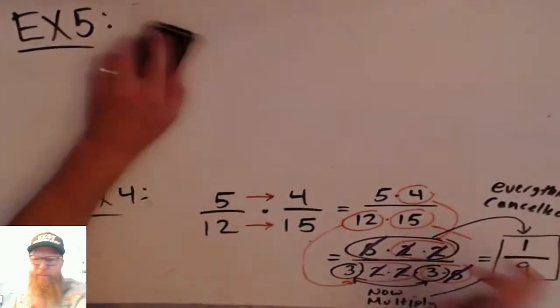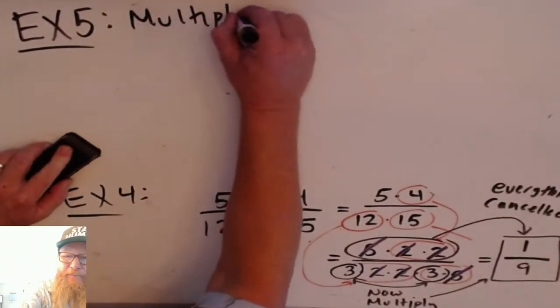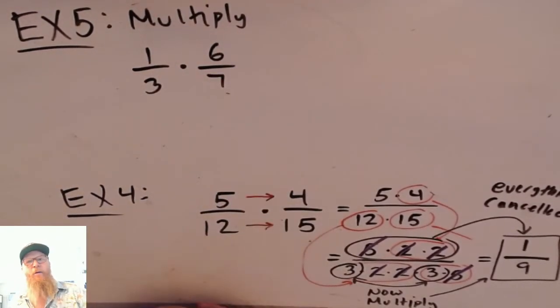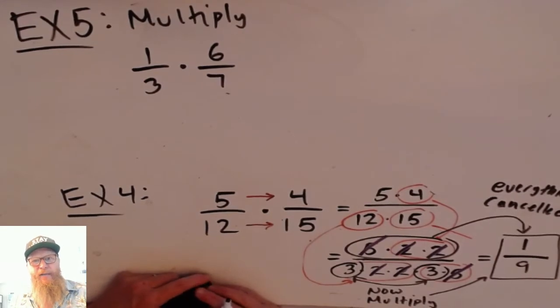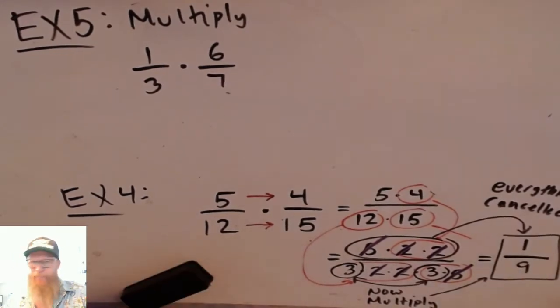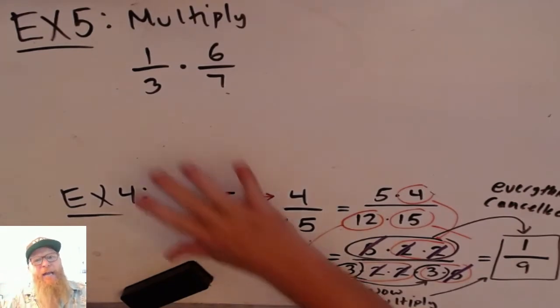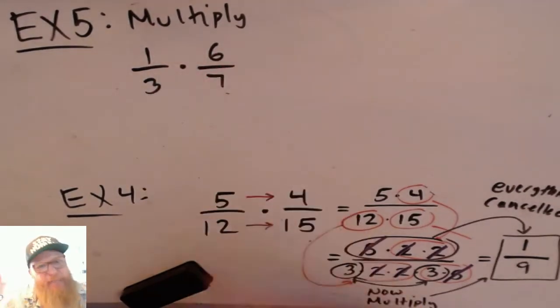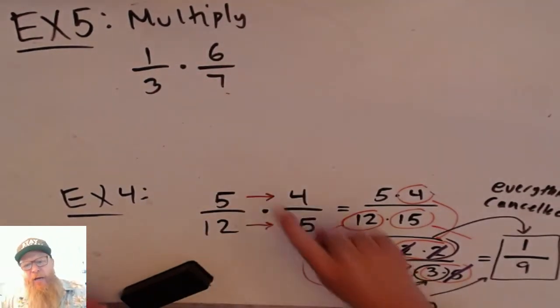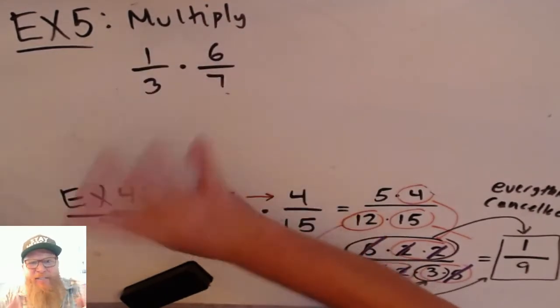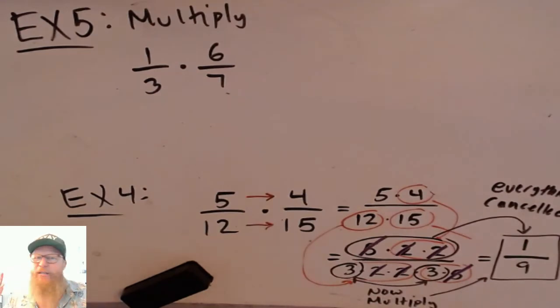So let me make some more space. Multiply 1/3 times 6/7. Now, most math mistakes are from bad training. You were trained badly when you were younger. And one of those trainings, that I was actually trained that way too as a young child, is where you cross off the 3 and then cross off the 6, and they do this thing called cross canceling, and it's just the worst idea anybody ever came up with.